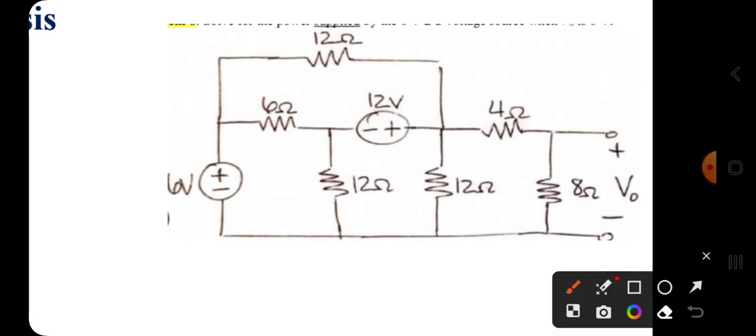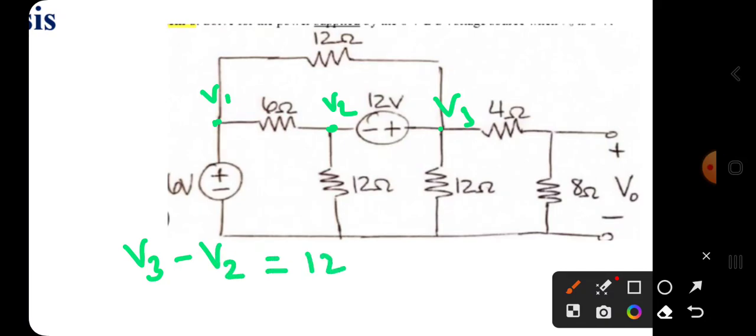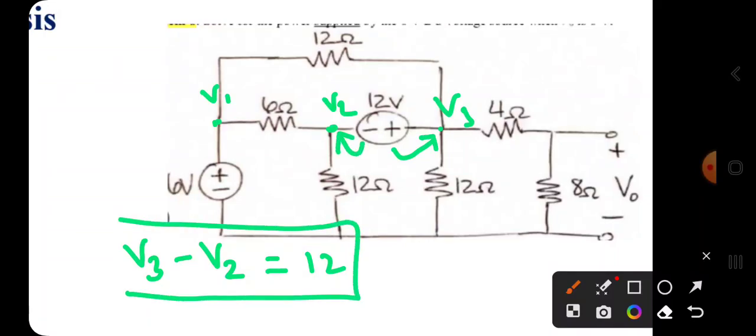Here, as you know, V1 and V2, and this is V3. You can write V3 minus V2 is equal to 12, because the plus is connected to V3 and the minus is connected to V2. Hence V3 minus V2 is equal to 12.